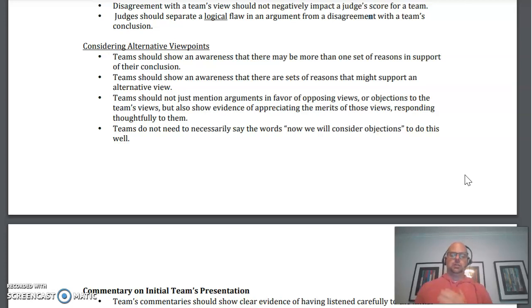And finally, this is an important thing to keep in mind. Some teams will say, now we will consider objections. Other teams will not, but the way they lay out their analysis implies that they are thinking back and forth through an issue, and so that they are considering alternative viewpoints as they think through their position. And so they should not be scored down simply for not saying the words, now we will consider objections.